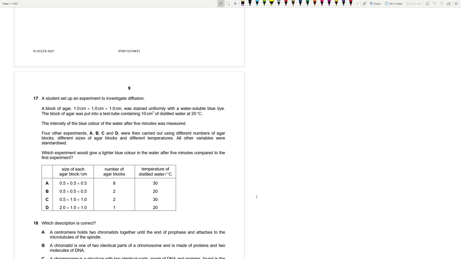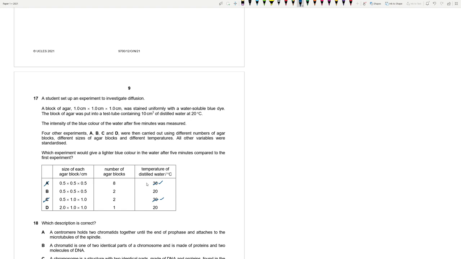So I'll teach you which one would have the darkest color. If you wanted the darkest color, we need the highest temperature, right? And the greatest number of blocks. So yeah, that would be A. That would give the darkest color. Now let's go to the lightest color. For 17, we want the lightest color. So we're not going to look at the higher temperatures. We're going to look at 20 degrees. Now it's between B and D.